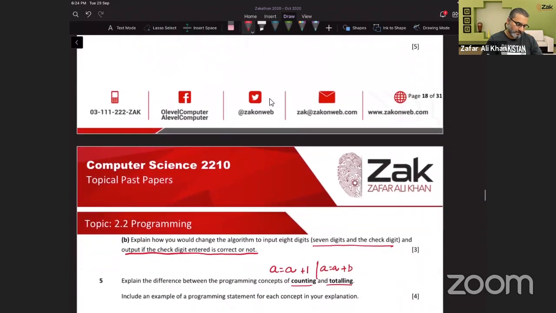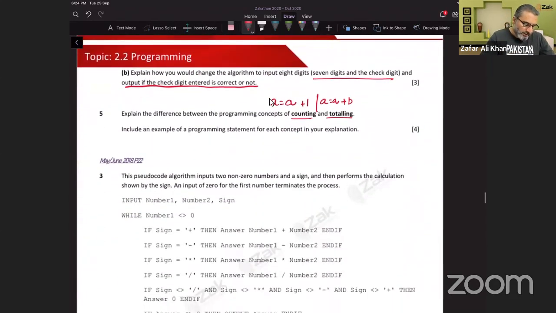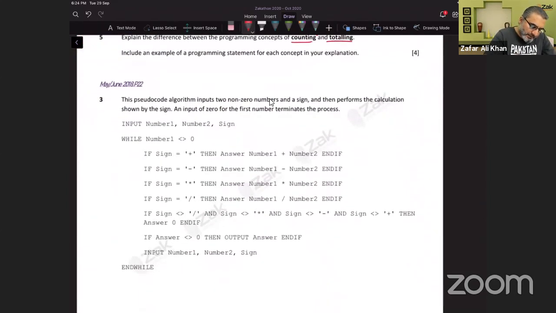Now, this pseudocode algorithm inputs 2 non-zero numbers and a sign. Sign is either plus or minus, and then it performs the calculation shown by the sign. It might be division, it might be multiplication. An input of 0 for the first number terminates the process.